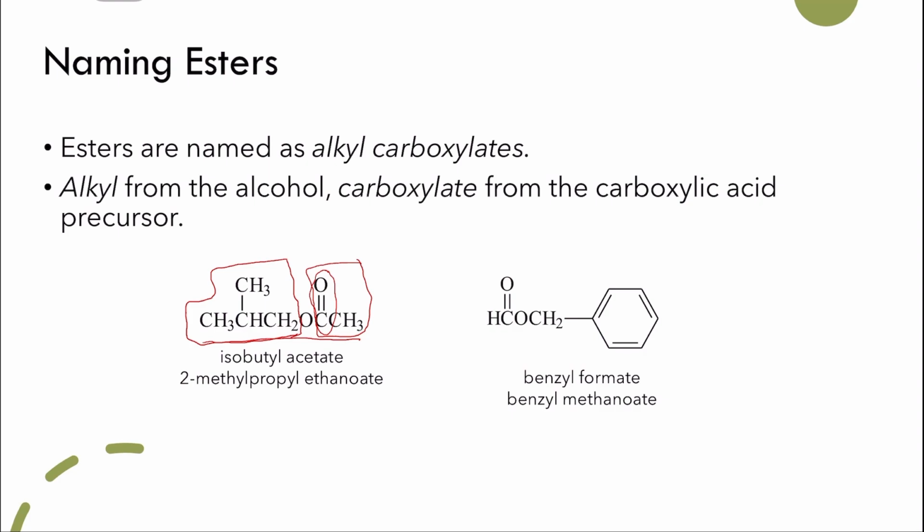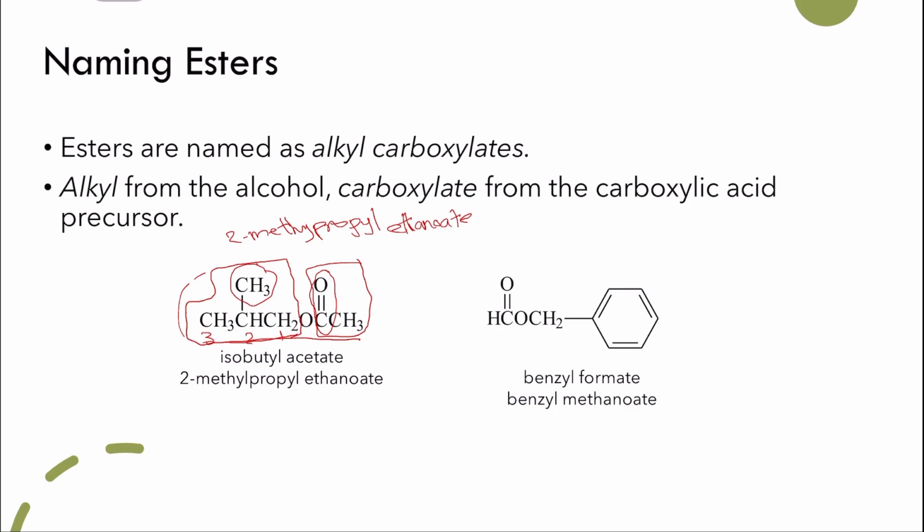We can take it like 1, 2, 3. So it's propyl with a methyl group on carbon number 2, so 2-methylpropyl ethanoate, or we can call it isobutyl. So this as a whole is called isobutyl. Either way is correct, but to follow the exact IUPAC naming system, you have to call it 2-methylpropyl ethanoate.